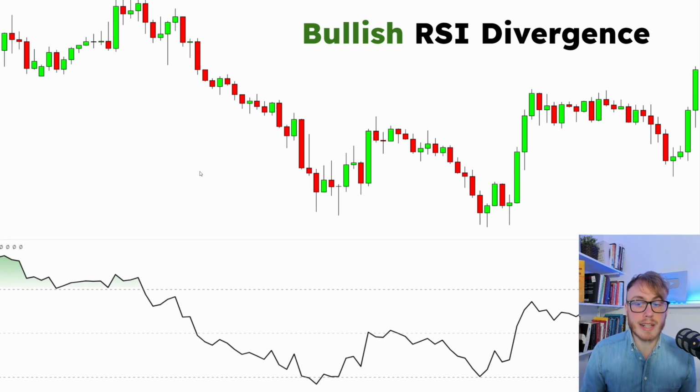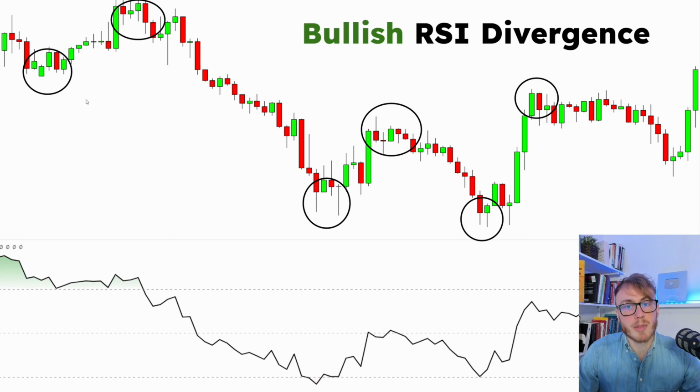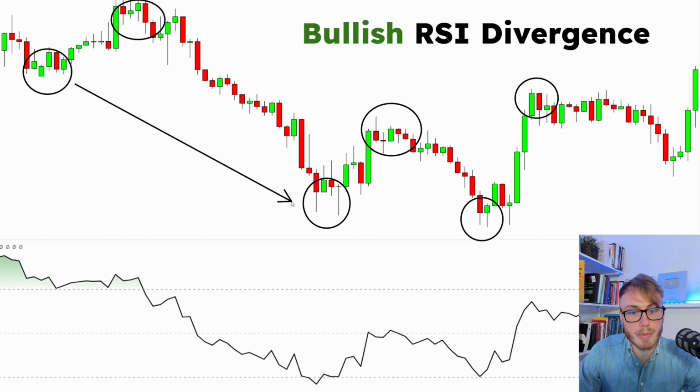As you can see, right here we have a chart. The price is on the top and the RSI is on the bottom. The first thing we always need to do is identify the highs and lows of the price. We have one low right here, yet another low right here, and yet another lower low. We also have a high all the way up here, a lower high, and then a higher high. But remember, in order to spot a bullish divergence, we need lower lows on the price, but higher lows on the indicator.